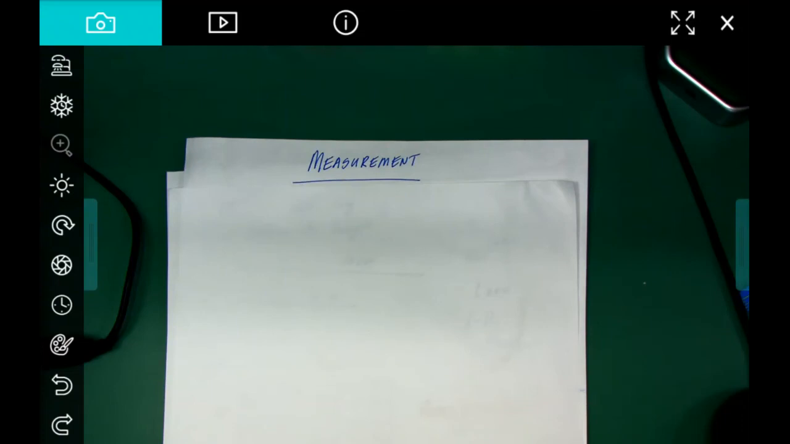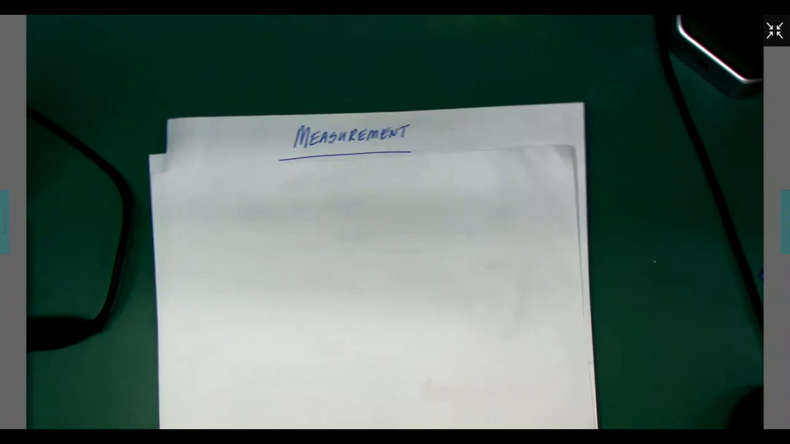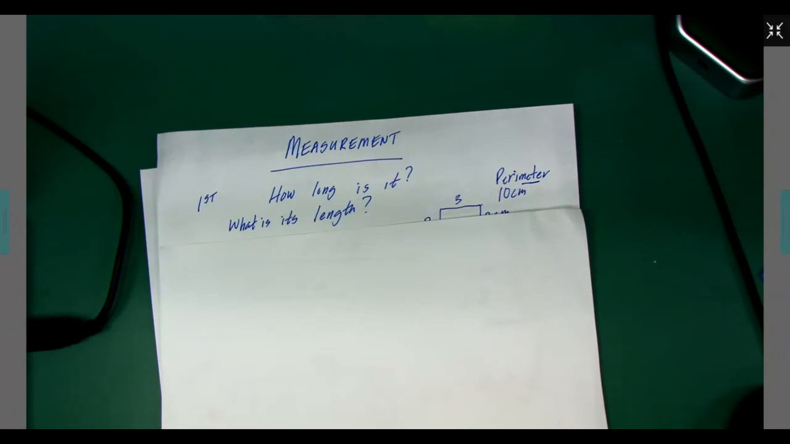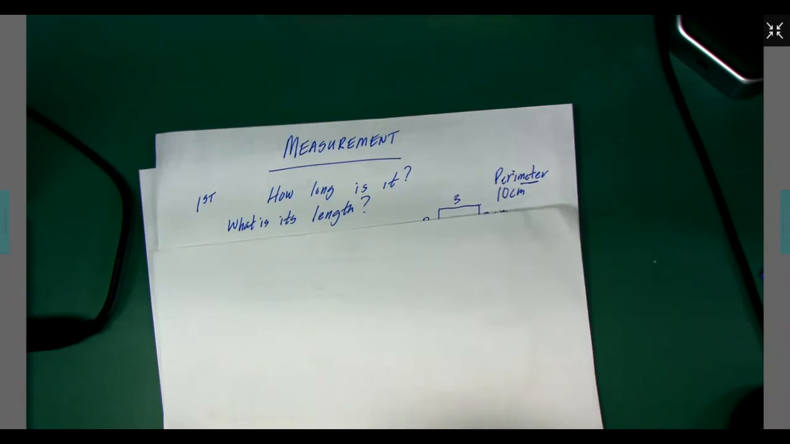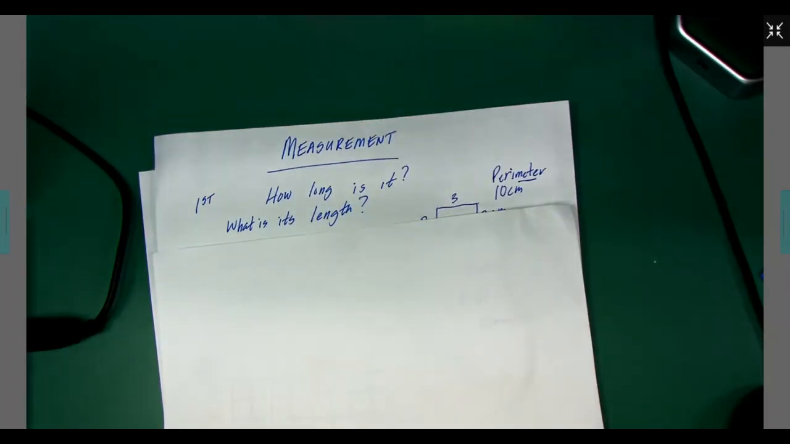When you first started learning how to do lessons and measurement, what you wanted to do is measure how long a line was usually, right? How long is it, right? When you measure the length of something, you're getting a length, right? Long and length have a lot of the same letters, right? So that helps me, right?